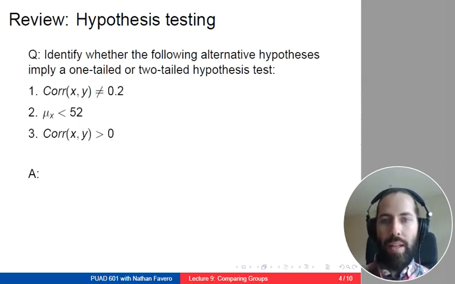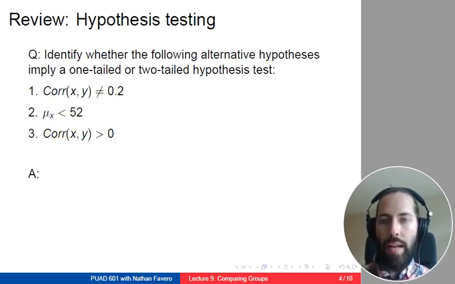All right, one last set of review questions. Tell me which of these alternative hypotheses are one-tailed versus two-tailed hypothesis tests. So all three of these are alternative hypotheses. None of them have an equal sign. We have a not equal sign, of course, in the middle one, but we don't have an equal sign like we would expect with a null hypothesis. So these are all alternative hypotheses.